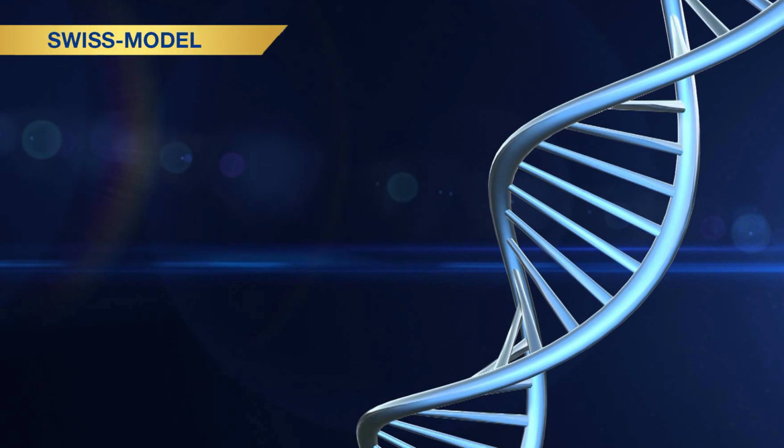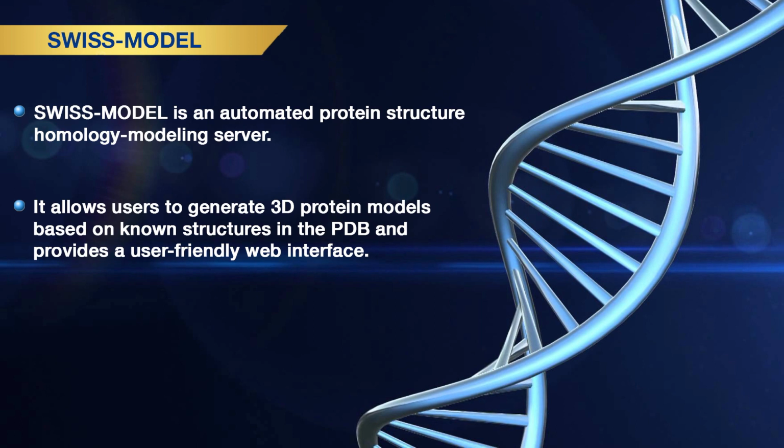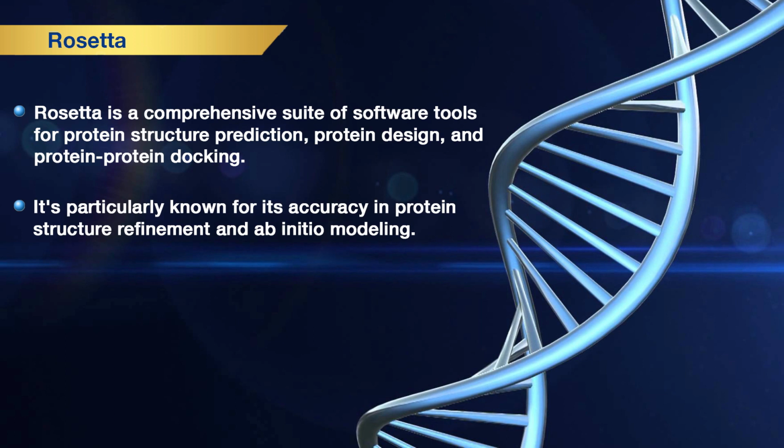Another software is Swiss Model. Swiss Model is an automated protein structure homology modeling server. It allows users to generate 3D protein models based on known structures in the PDB and provides a user friendly web interface. The third software to be discussed here is Rosetta. Rosetta is a comprehensive suite of software tools for protein structure prediction. Protein design and protein-protein docking can be performed. It's particularly known for its accuracy in protein structure refinement and ab initio modeling. So, it takes up that approach.